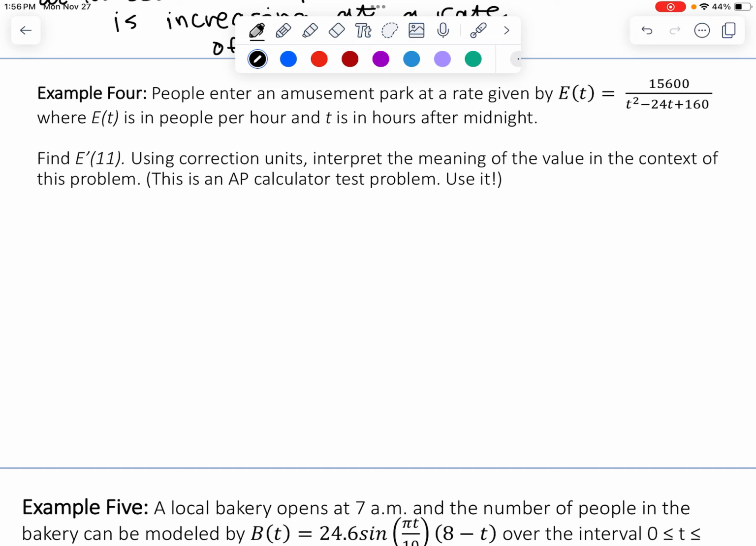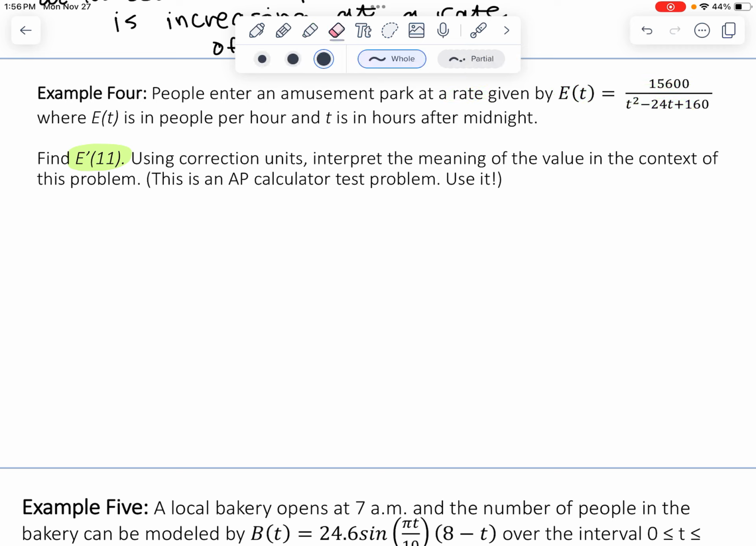So this is an AP calculator test problem. And so if you have a calculator, you should always use that, because this says this function right here is the people entering an amusement park at a rate. So it's at a rate given by this. Basically the first thing it wants us to do is find E prime of 11, and specifically we're finding the derivative at 11, which means I can use the calculator here.